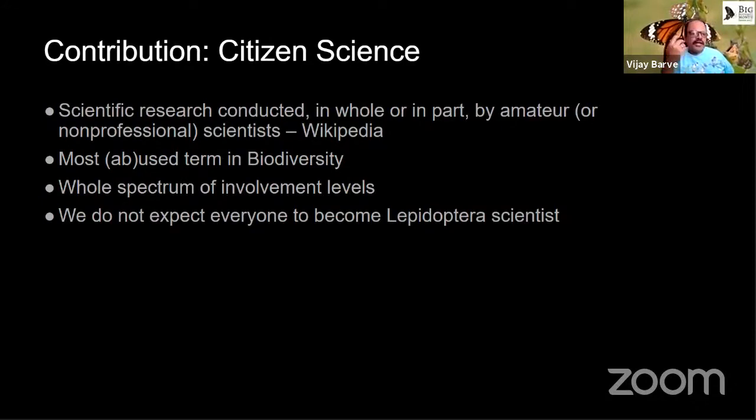There are so many other fascinating aspects of butterflies which I'm sure now that you're interested in butterflies, you will pick up. So I'll quickly touch upon a few aspects of how we can actually contribute to science. So citizens' contribution, also called citizen science. So the definition is any scientific research that is conducted either whole or in part by amateurs is called citizen science. So in this case, amateurs are the people who have not really studied, say, biology or ecology, but are trying to contribute to those fields. So a physicist or a mechanical engineer or a civil engineer looking at butterflies and contributing something about butterflies is citizen science. It's actually a most used and in some sense abused term these days in biodiversity science.